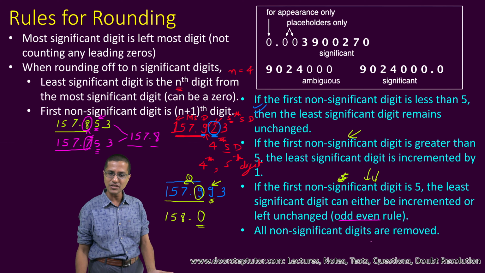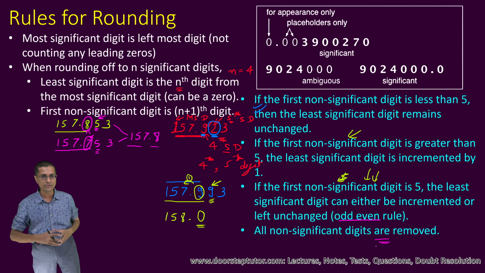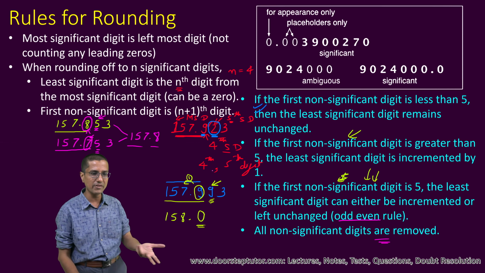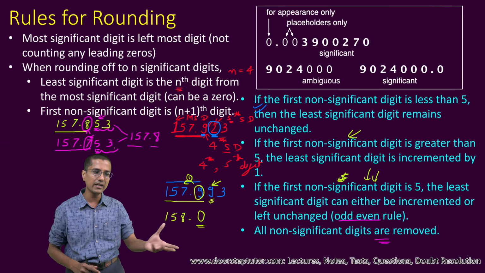And the last one is of course trivial: all the other digits are thrown away. Non-significant digits, after we have done the rounding, we can throw these away. So these digits are actually gone. They are only there until the rounding has happened.